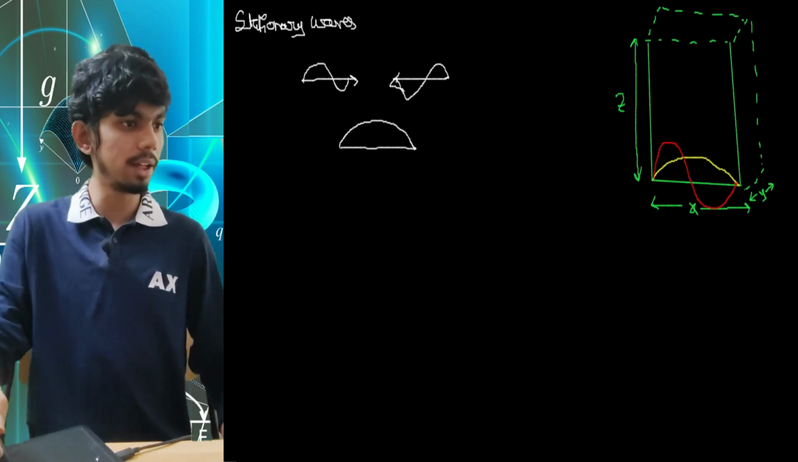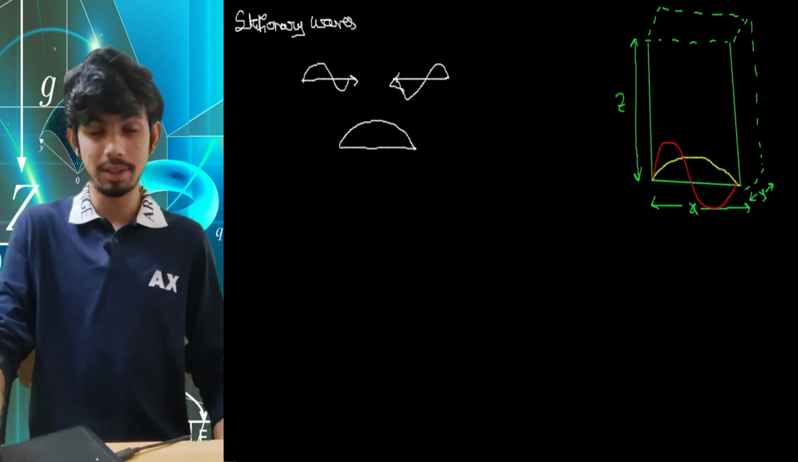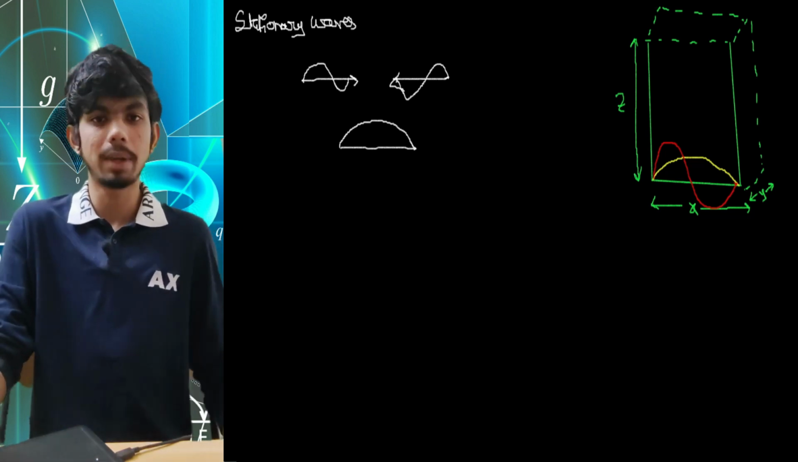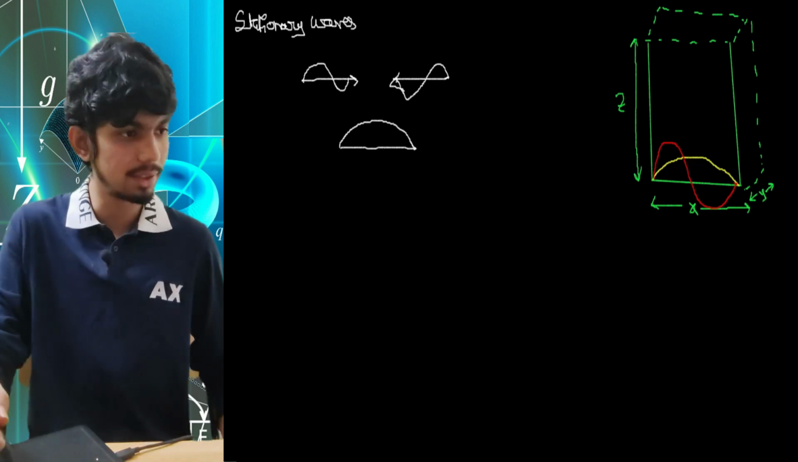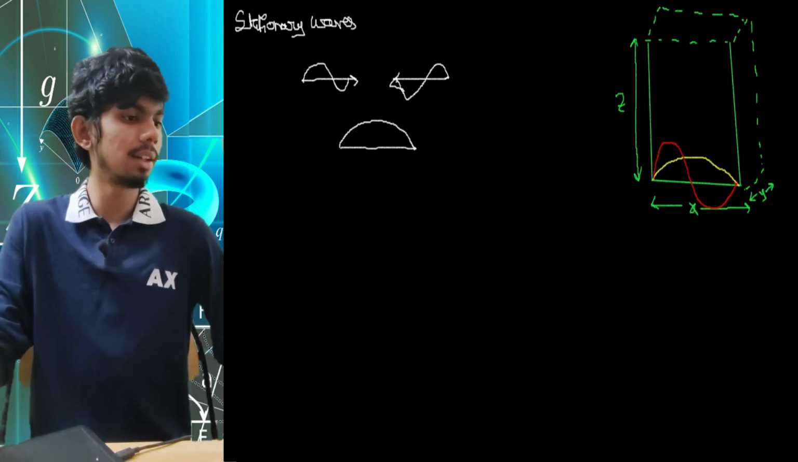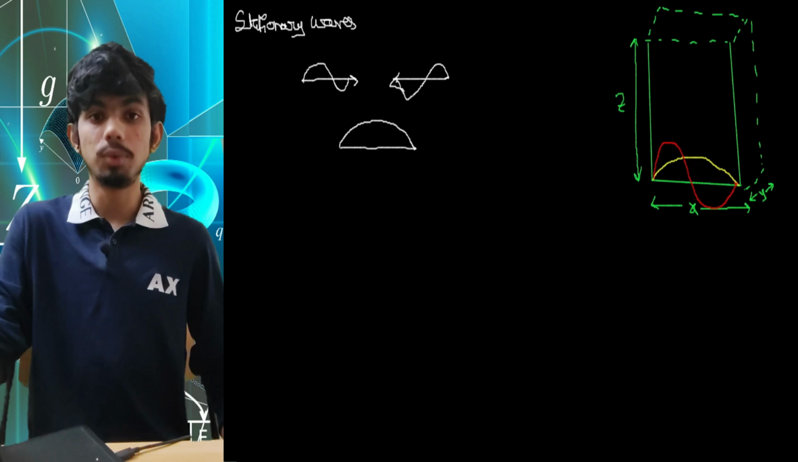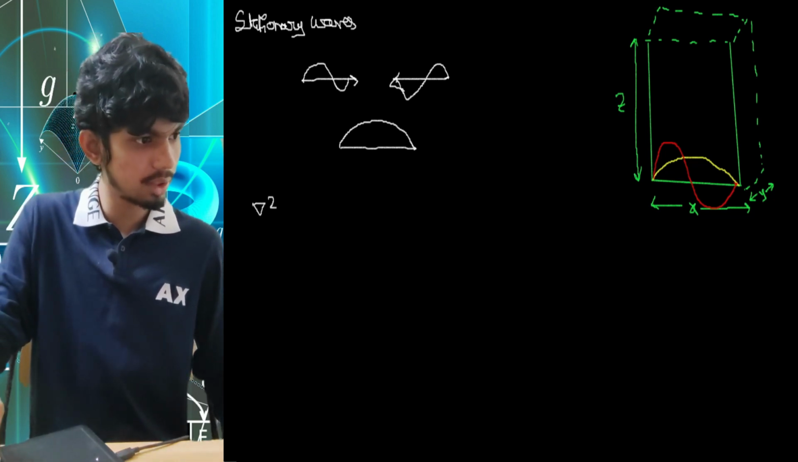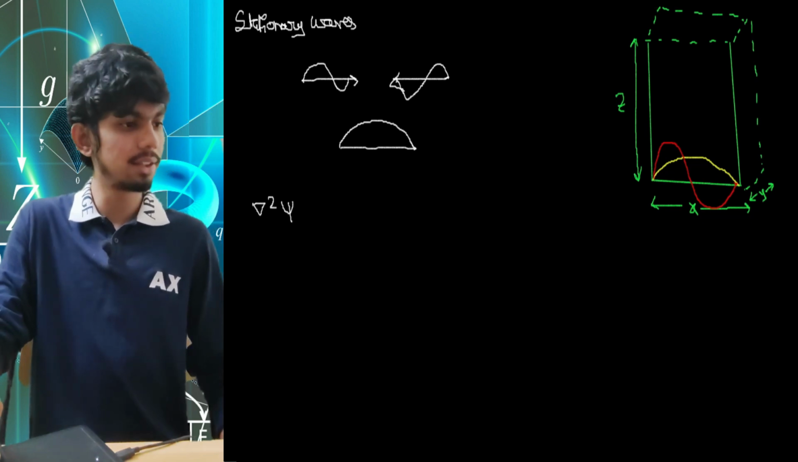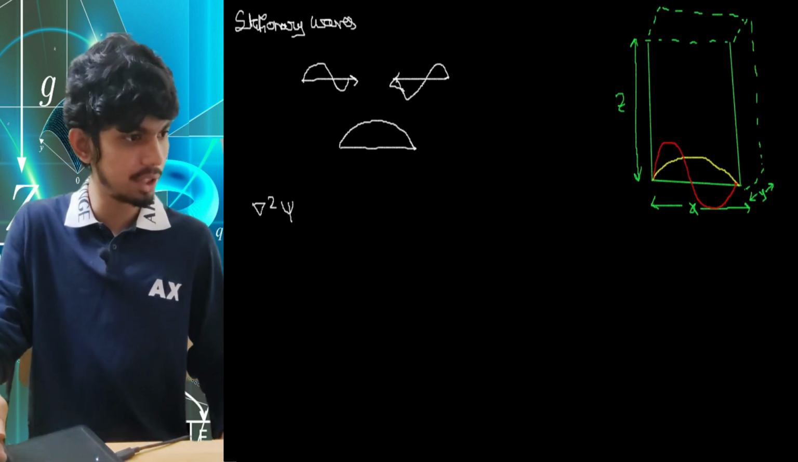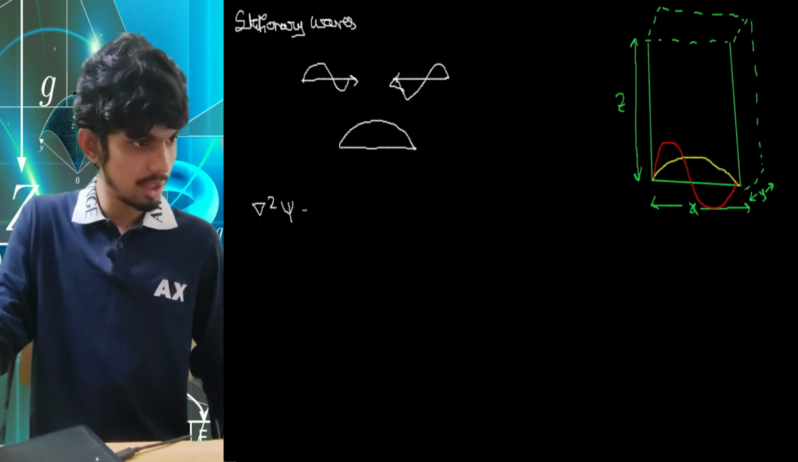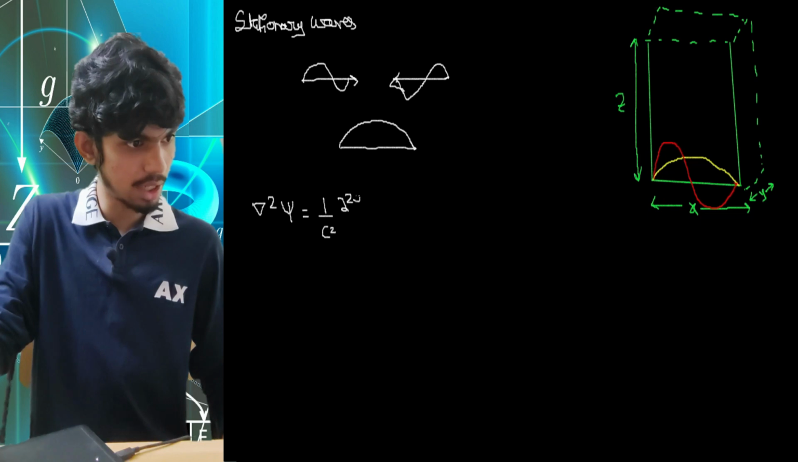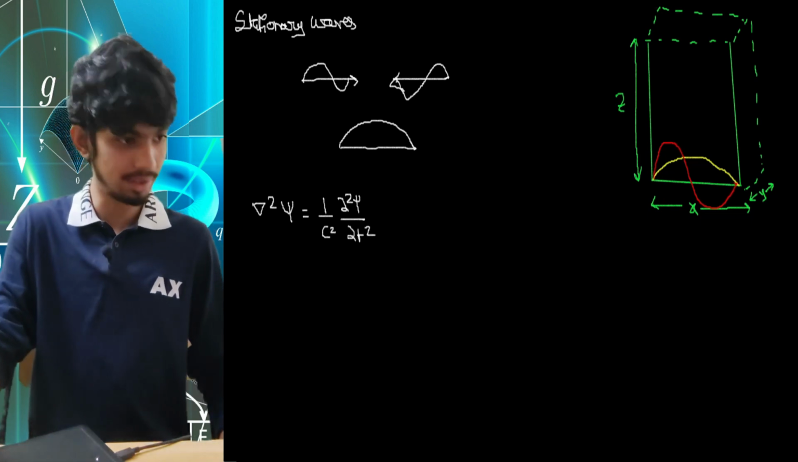Now my job is to find out how many stationary waves are there per unit volume, because that's what I'm calculating, right? I'm calculating the number density. So you see, for that, I might need to solve the wave equation for this, right? So we already know what the wave equation is. It's grad square phi, this is also called the Laplacian operator, is equal to 1 by c square del 2 psi divided by del t square. This is what the wave equation is.